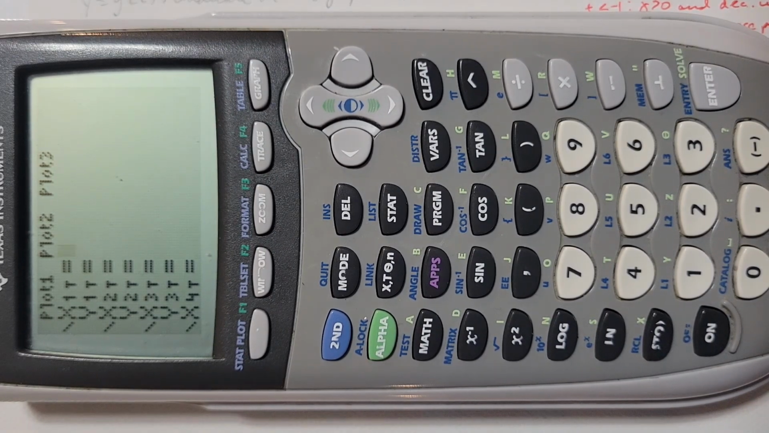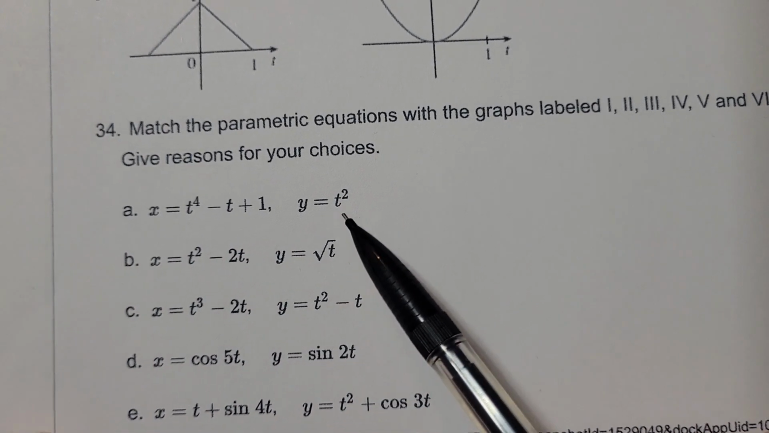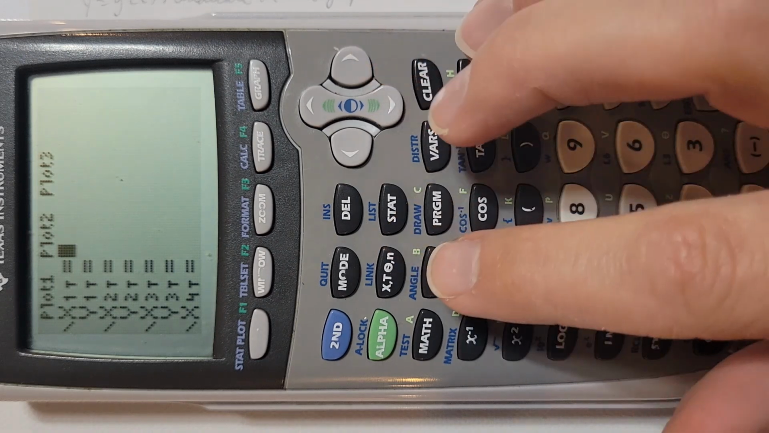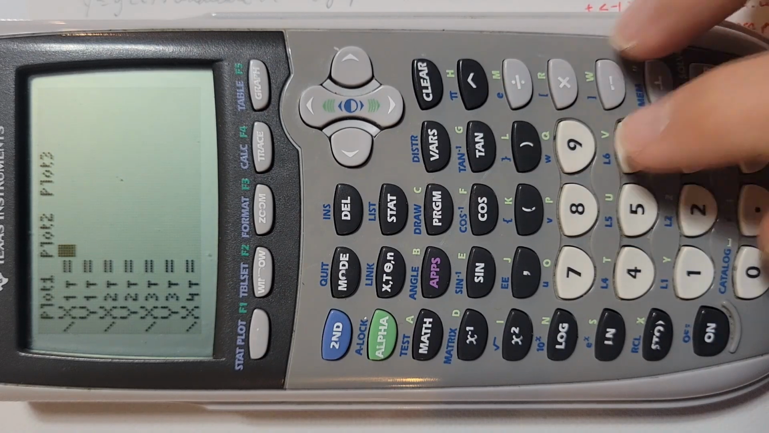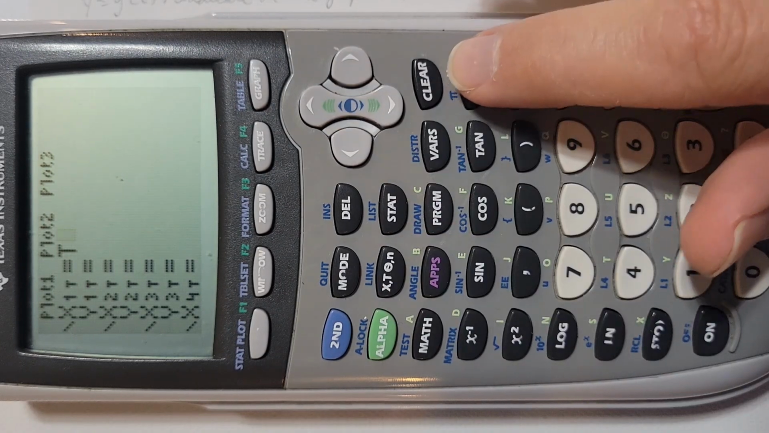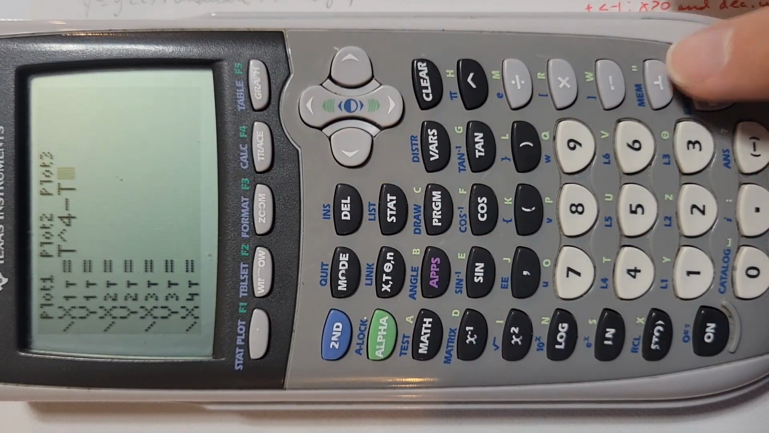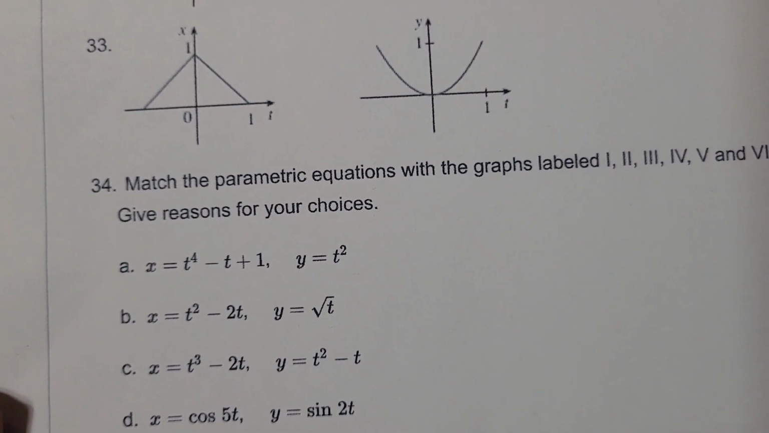So let's see, in the first one, I had x equal t to the fourth minus t plus 1, and y equals t squared. Okay, so I'll go ahead and type that in now. The t button is right here. It's the same button that you'd hit for x. So I'm going to hit t to the fourth minus t plus 1, and then hit enter. And then for the y, I got t squared. Okay, so that's what I had there.